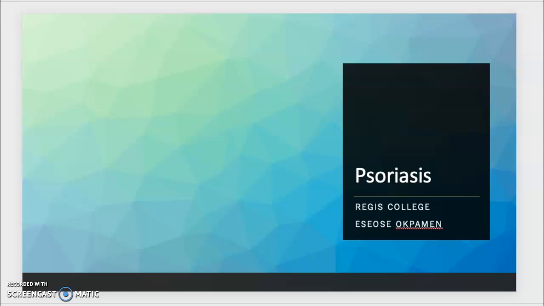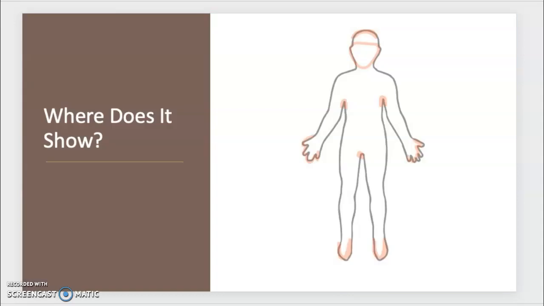This week, the skin condition that I'll be talking about is psoriasis. So where does psoriasis show? Psoriasis, as shown in the picture, can be shown on the scalp, face, hands, feet, and nails. There's genital psoriasis, so you can see psoriasis in the genital areas and also in the skin folds, such as the armpits or in between the fingers.